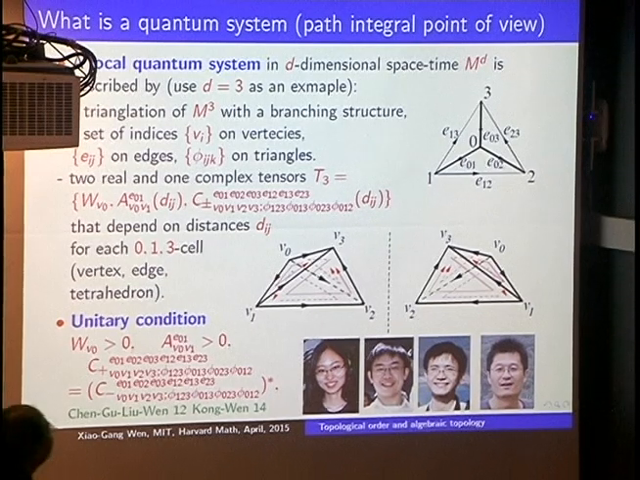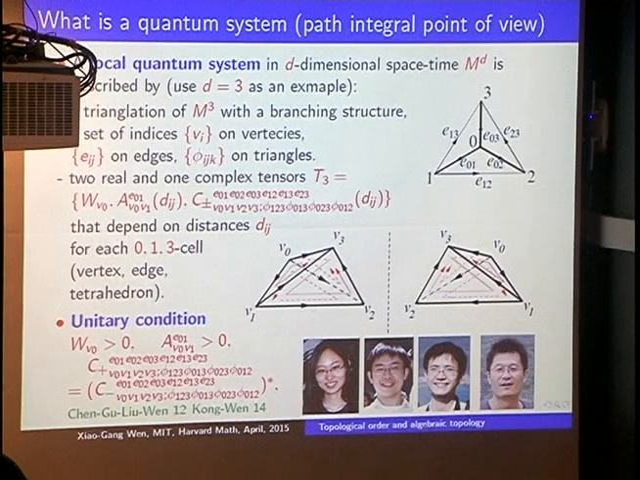Yeah, this is a path integral point of view. So I try to avoid Hilbert space. In condensed matter, we talk about Hilbert space all the time. But this time, I try to avoid mentioning Hilbert space at all. So no vector space, no linear algebra, just this path integral. What I'm describing is some discretized version of a path integral.